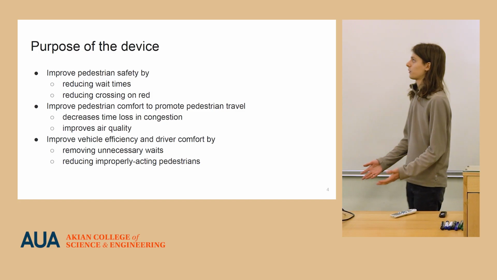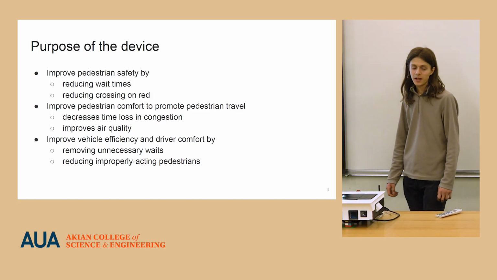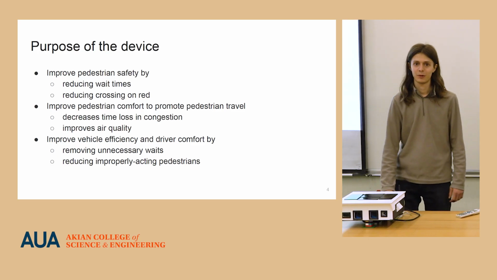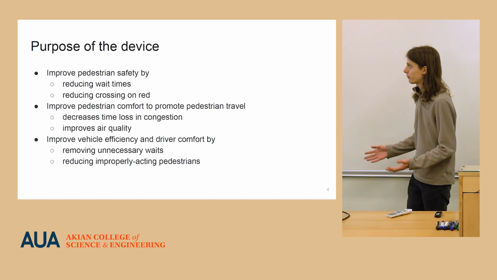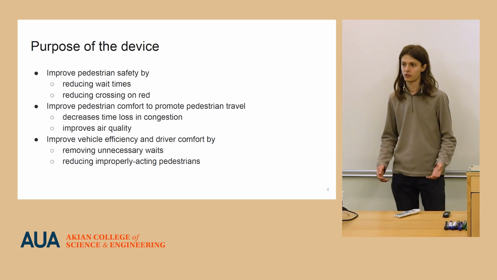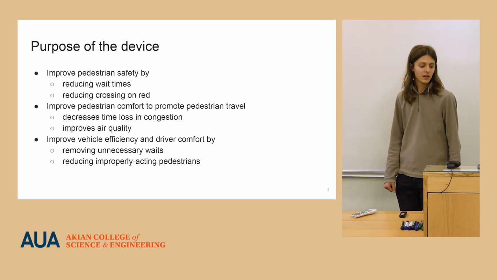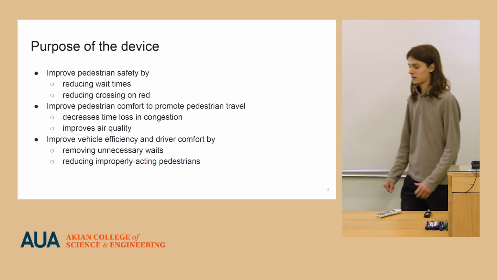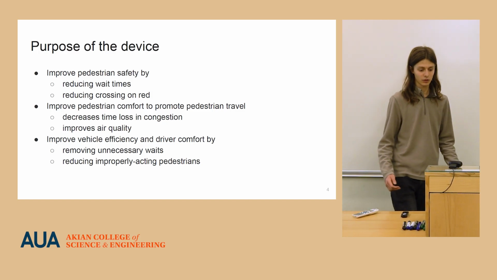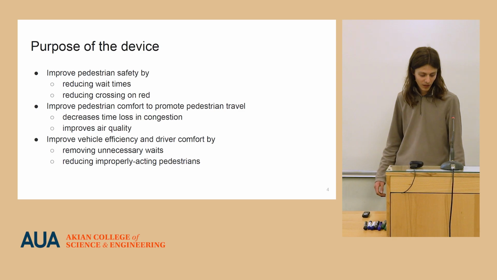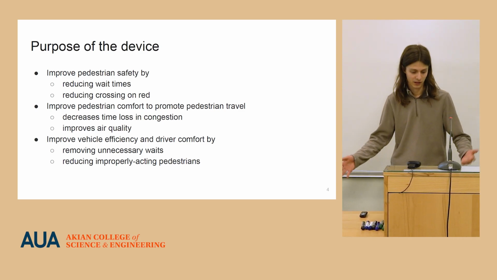So the main purpose of this device is to improve, first of all, pedestrian safety by reducing wait times and by reducing the amount of pedestrians crossing on red. It should also improve pedestrian comfort to promote pedestrian travel, which should positively impact congestion and air quality. And it also brings some comfort to drivers because the amount of unpredictable pedestrian behavior will go down, and it will remove unnecessary waits for drivers who are waiting sometimes too long at a crosswalk that has nobody crossing on it.